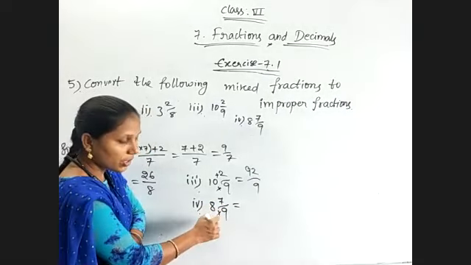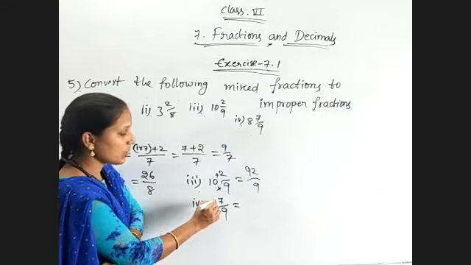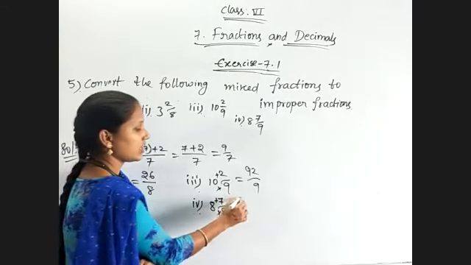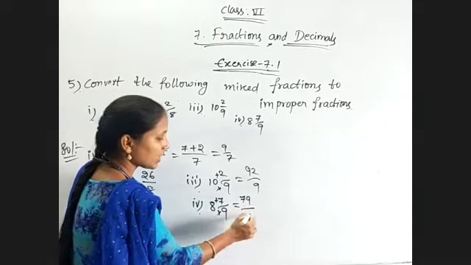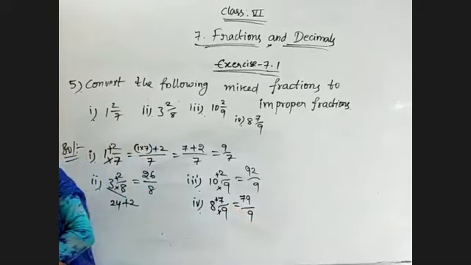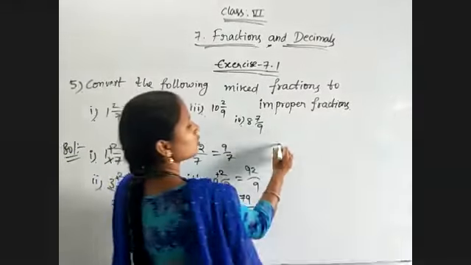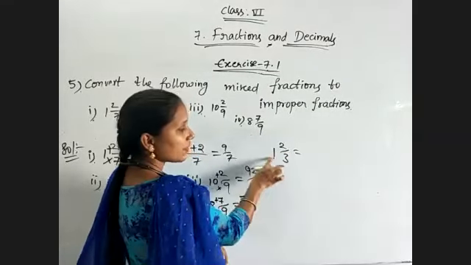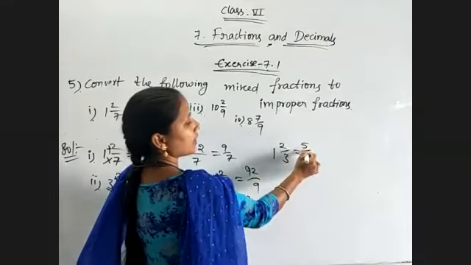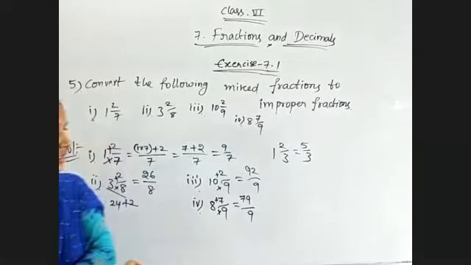Multiply these two. So 8 9s are 72. 72 plus 7, 79, and the denominator we have is 9. That's it. If suppose I have 1 2 by 3. 3 1s are 3. 3 plus 2 is 5. 5 by 3. That's it.